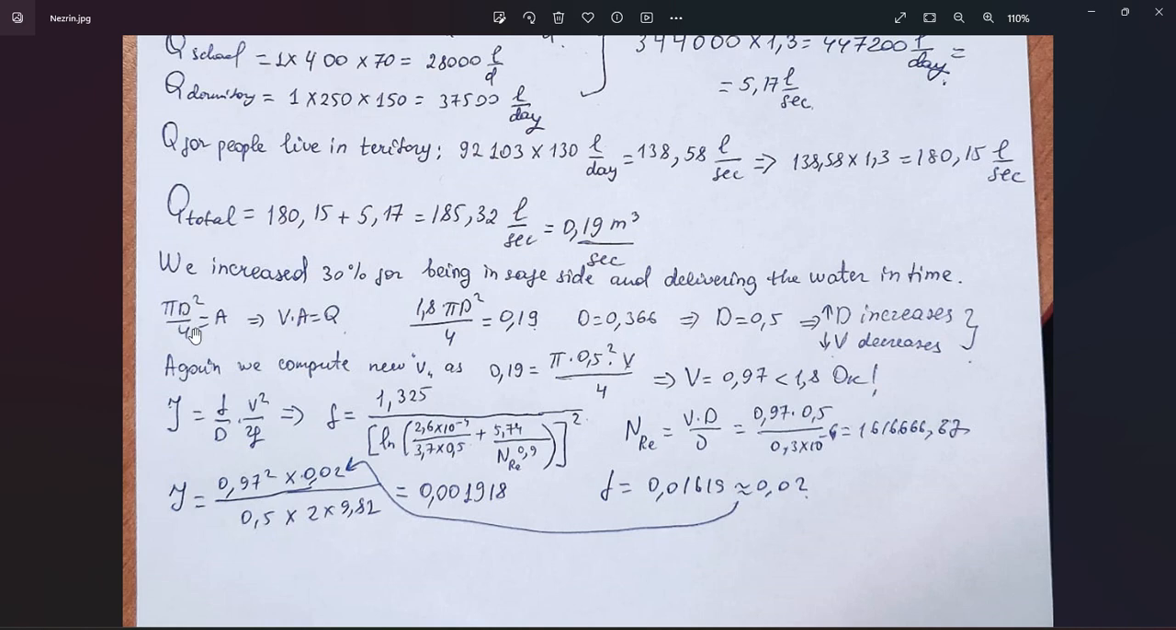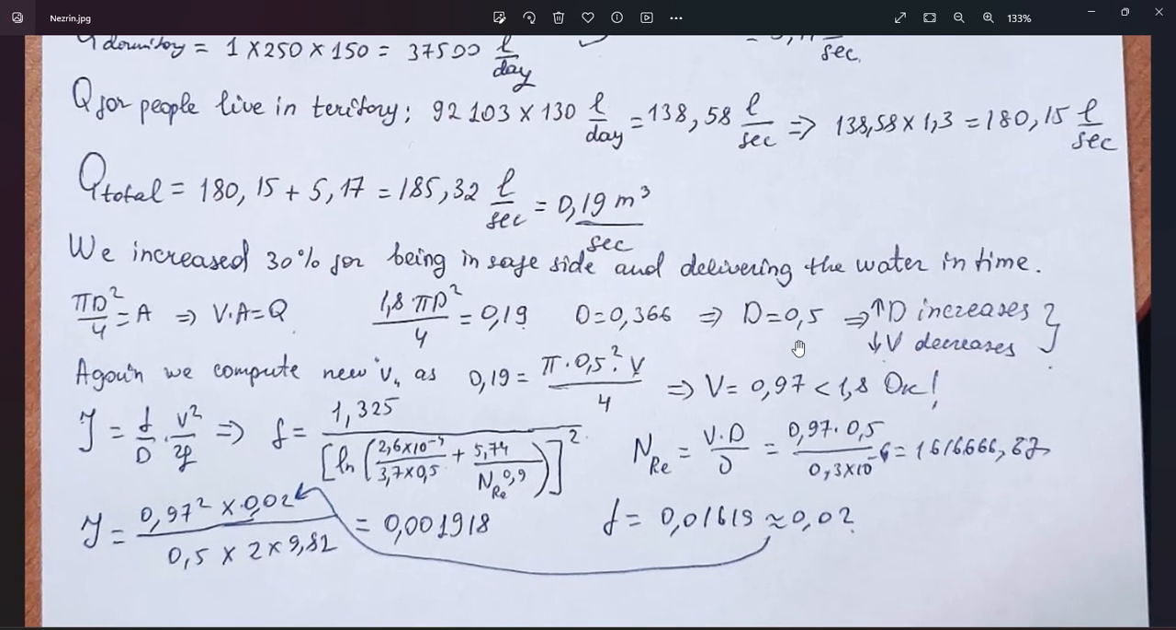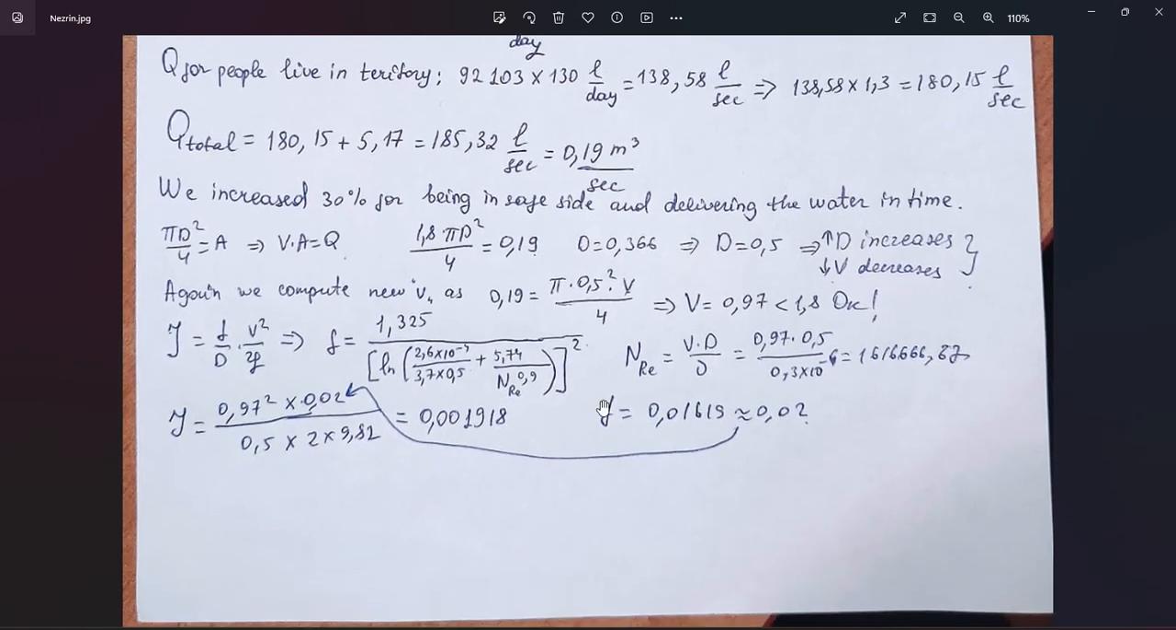After that, we get A. We firstly choose V max and Q divided by V, and I get A. With A = πD squared divided by 4, I found D, but this D is according to my V max, but I must choose a velocity less than the maximum velocity, and I will properly choose 0.5.